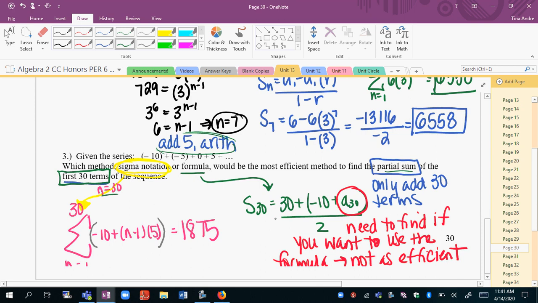If I want to use the formula, it's not wrong to do that. It's just not as efficient here because in order to use the formula, you would have to know a sub 30. So you would have to use your arithmetic sequence formula to figure out the 30th term, and then you would plug it in. So it would be 2 steps, versus if you use your summation, you could go right into, here's my arithmetic sequence, and find the sum of the first 30 terms. Either way, you'd get the same answer. It's just that using the sigma in this problem would be a little bit more efficient.